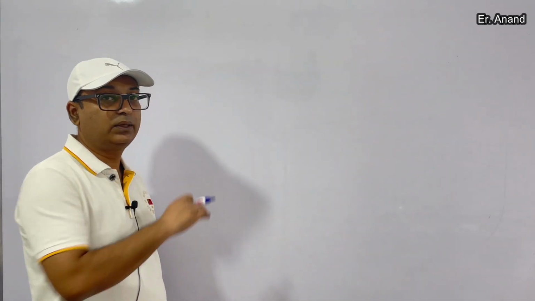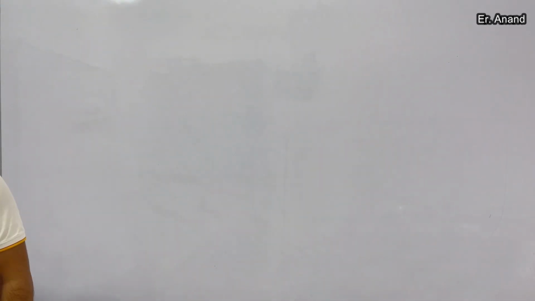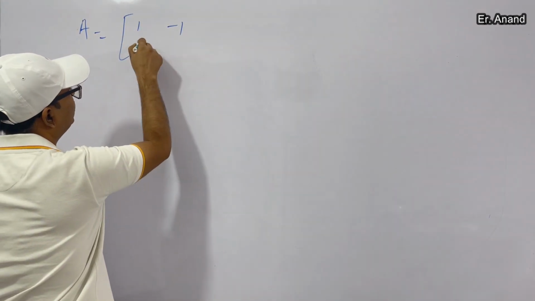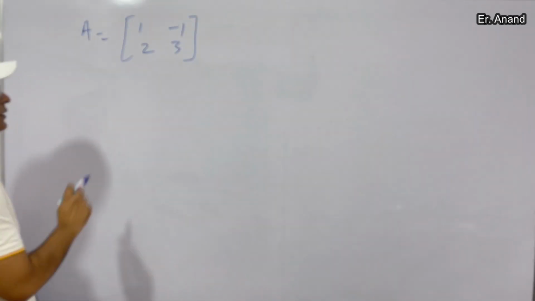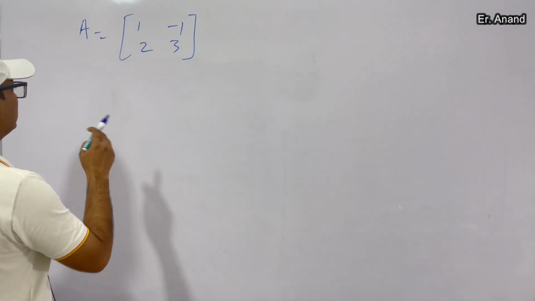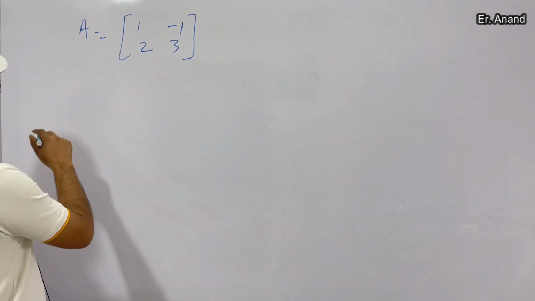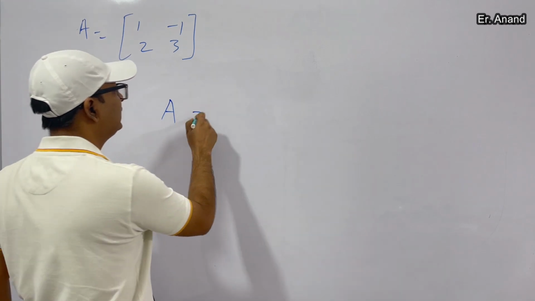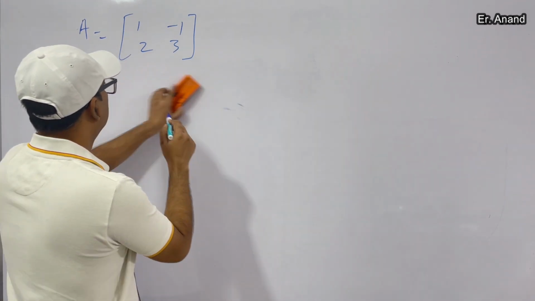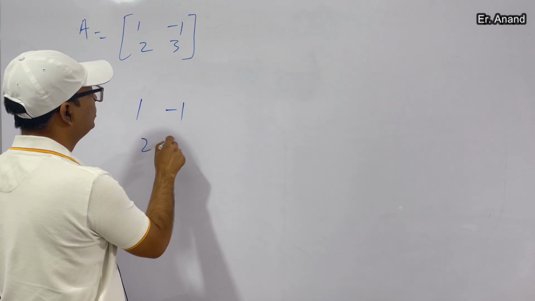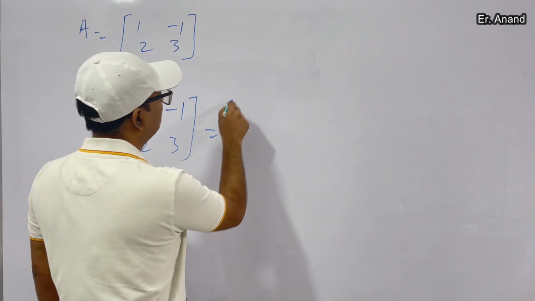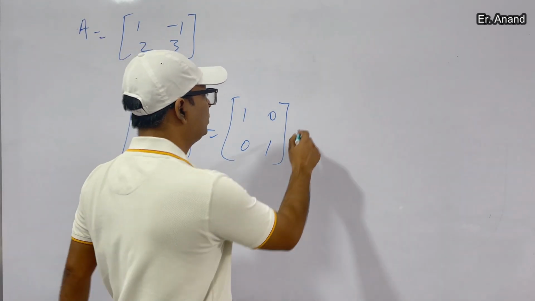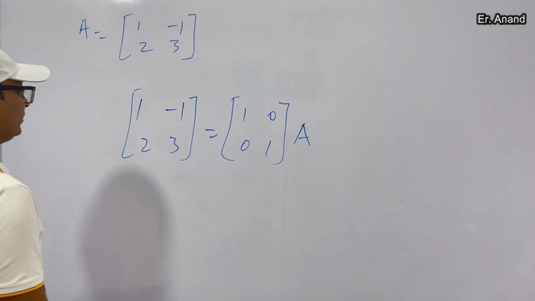Let's see how to find out the inverse. The first question: A is the matrix [1 -1; 2 3]. We have to find the inverse. Let's do the first way, that is, by row transformation. So what we do? We present it like this: A equal to IA. That is, [1 -1; 2 3] equals I, which is [1 0; 0 1], a matrix of order 2, into A. Clear?